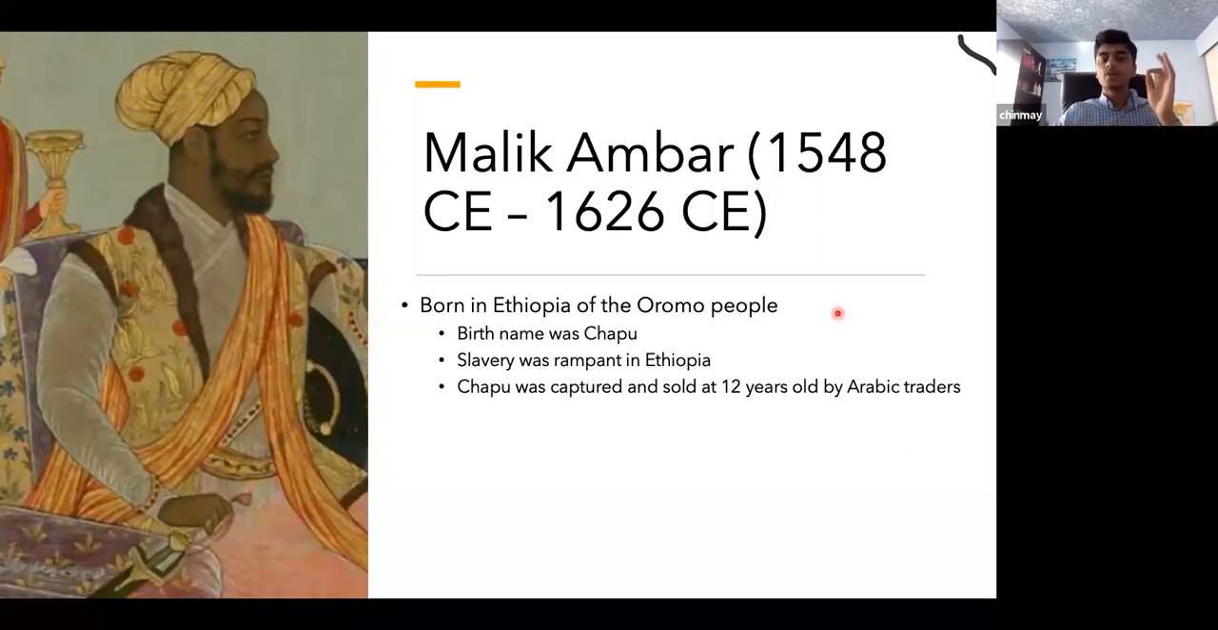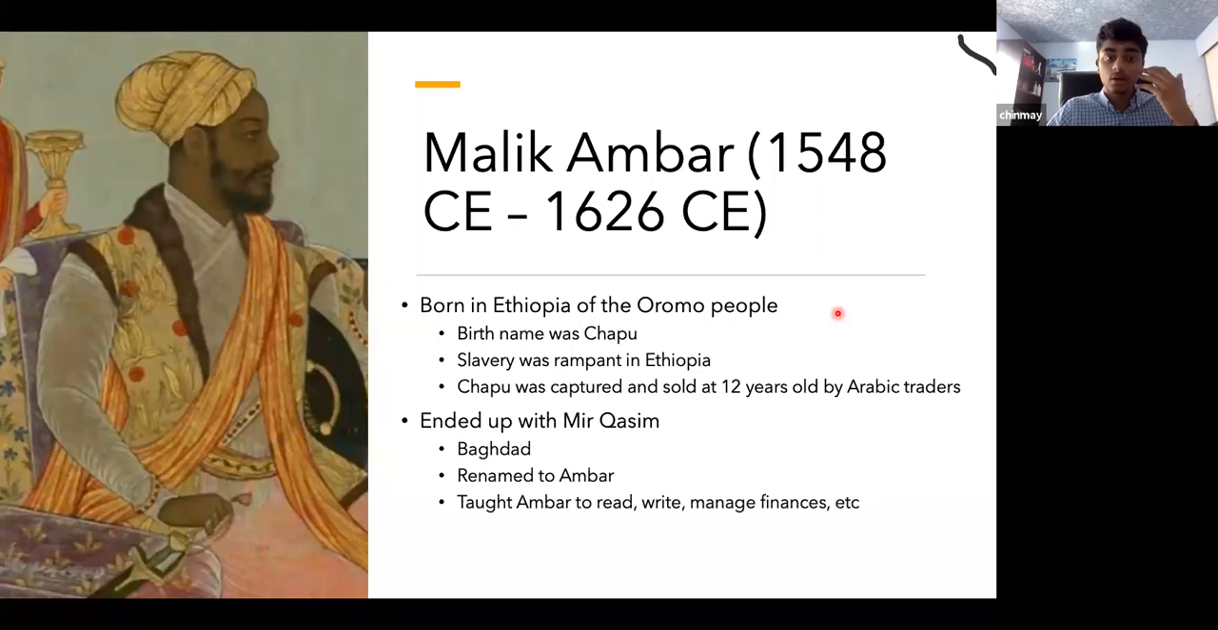So when he was only 12 years old, Chapu was captured and sold by Arabic traders. He was separated from his family, and these traders captured him and sold him into slavery. You can imagine how frightening that would be for a 12-year-old child. He ended up with a man called Mir Qasim, which was, in a strange way, although he was now a slave, one of the best things to happen to him, in the long term at least.